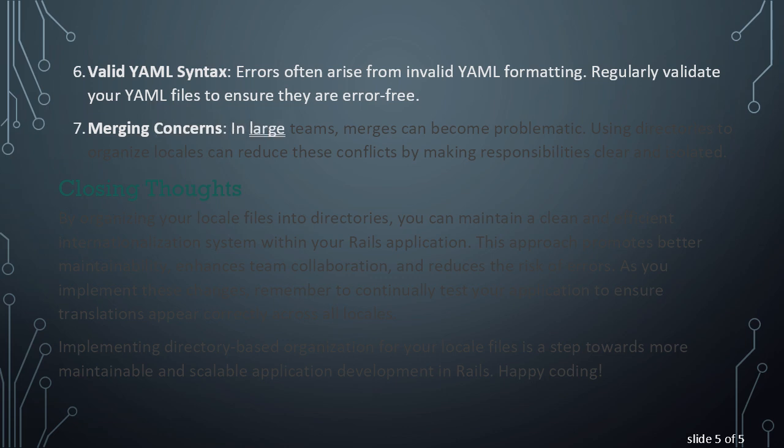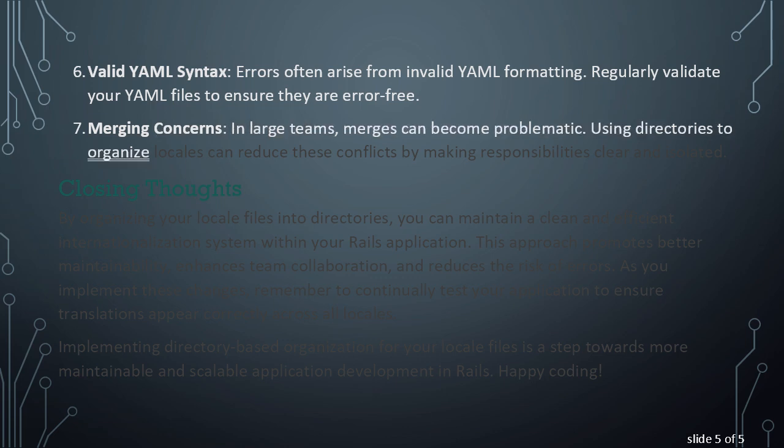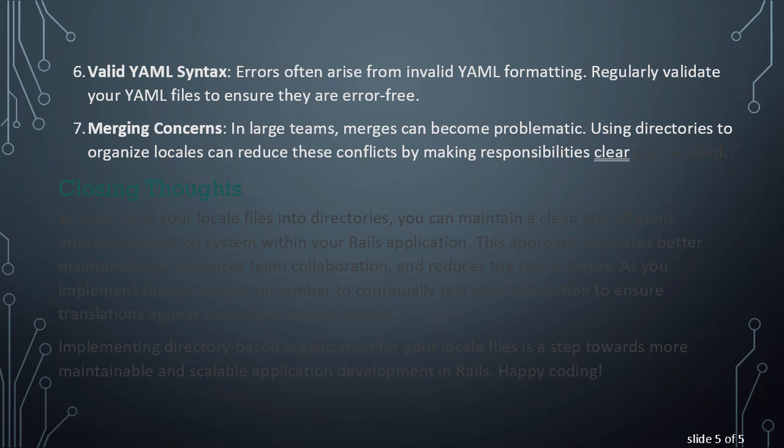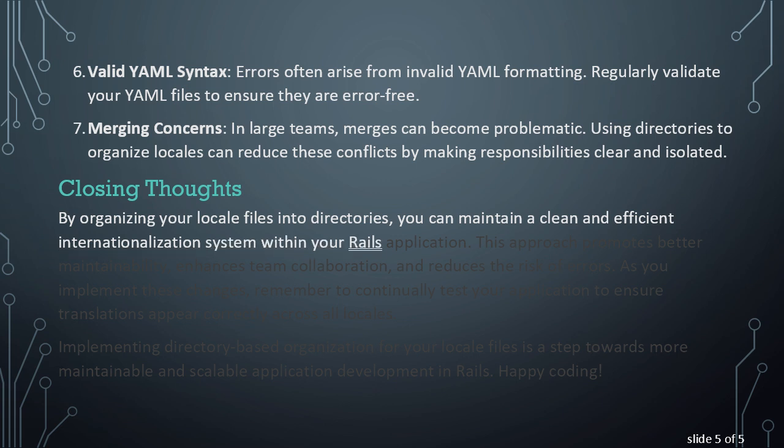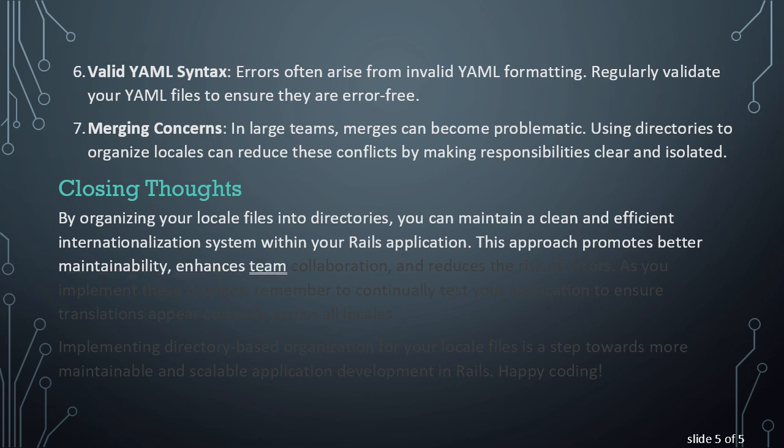Merging concerns. In large teams, merges can become problematic. Using directories to organize locales can reduce these conflicts by making responsibilities clear and isolated. Closing thoughts. By organizing your locale files into directories, you can maintain a clean and efficient internationalization system within your Rails application. This approach promotes better maintainability, enhances team collaboration, and reduces the risk of errors.